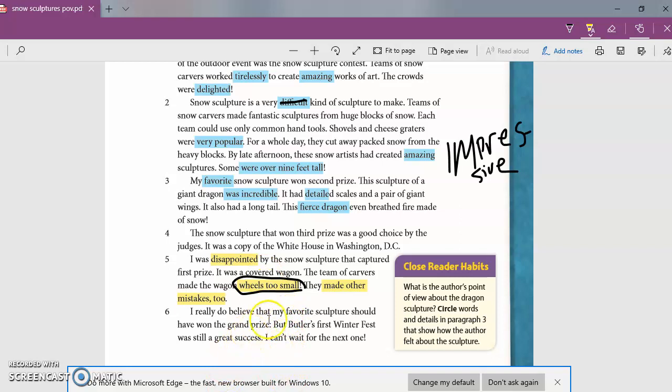I really do believe that my favorite sculpture should have won grand prize, but Butler's first Winterfest was still a great success. I can't wait for the next one.